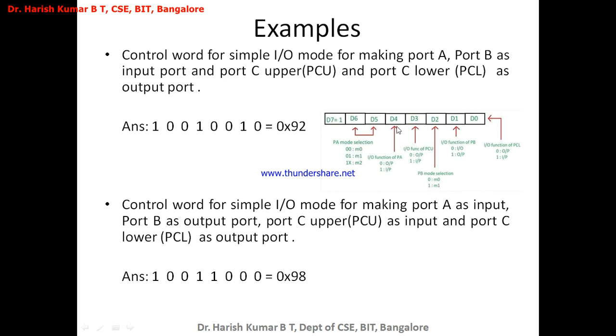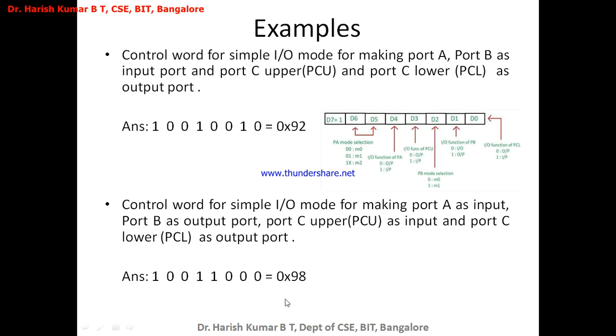And then D4 is the IO function of port A. Port A, what I have to make? Input port. So that is 1, input port. And port C lower, port A, in which mode I have to operate? Again simple IO mode, 0 0. And this is always 1. Now when I take this, the hexadecimal equivalent is 92, because this is 1 0 0 1, this is 9 and this is 2.